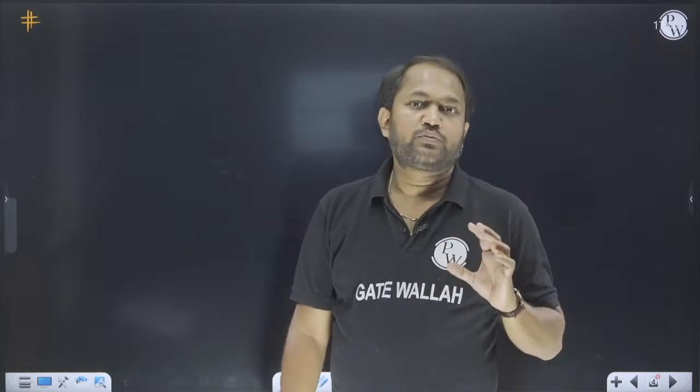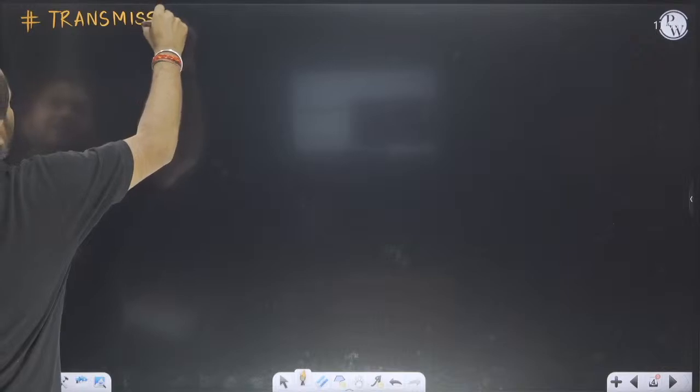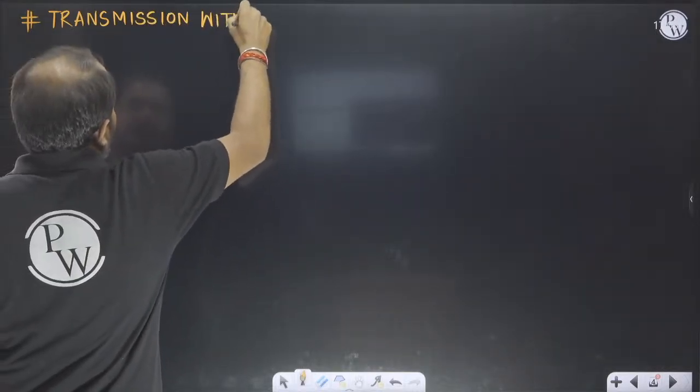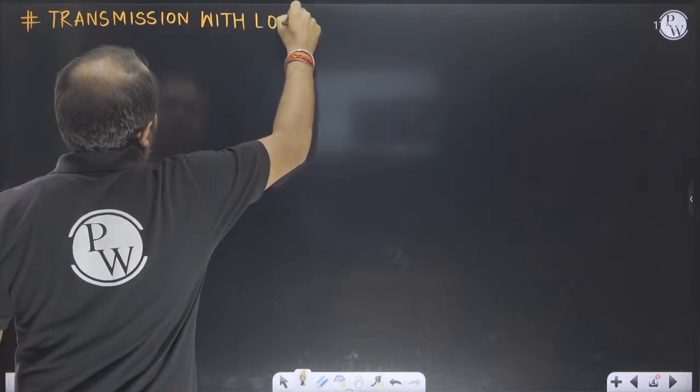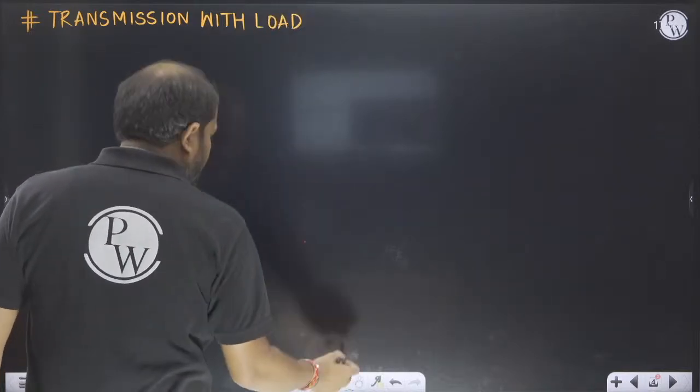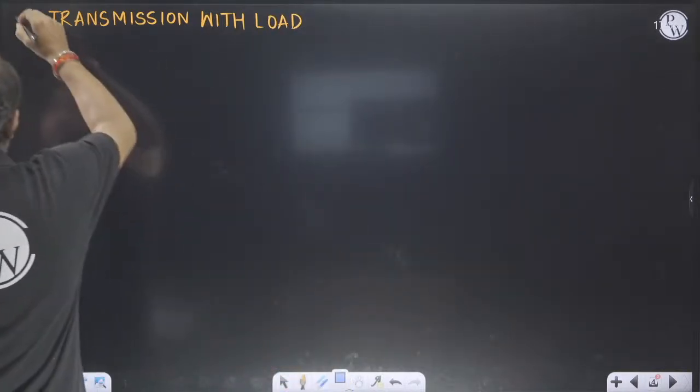That means the main application of the transmission line, because only a transmission line will not be used; a transmission line having a load will be used. So our topic is transmission line with load. This topic will continue up to the last class. In this topic we are going to study these parameters.